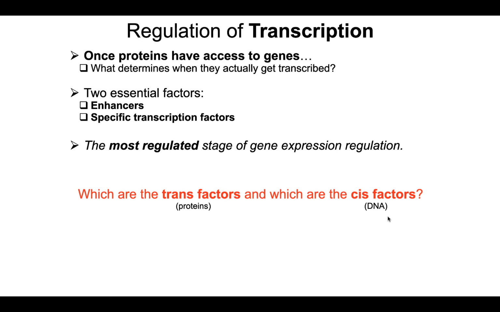So cis factors are made out of double-stranded DNA. They are DNA sequences to which the other component binds, and the other component are the trans factors, the things that are not DNA, the things that bind to the DNA. Those are called specific transcription factors. Okay, so let's reiterate here. The regulatory sequences, the cis factors, the DNA that controls the transcription of a gene, those are called enhancers. And the things that bind them, the trans factors, the proteins, those are called specific transcription factors.